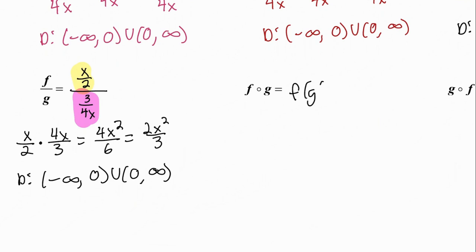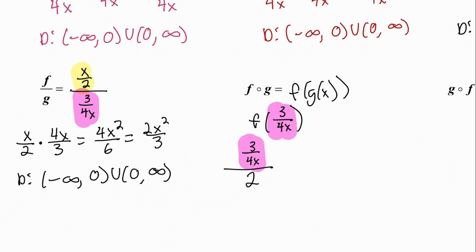F of g of x. So into f, we're plugging in 3 over 4x. That's what we're doing. So f is x over 2. So for that x in that numerator, we're plugging in 3 over 4x. So 3 over 4x, and that whole thing is over 2. So that 3 over 4x is what we're plugging in, and that over 2 is representing that f function.